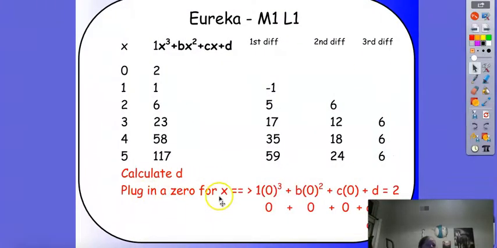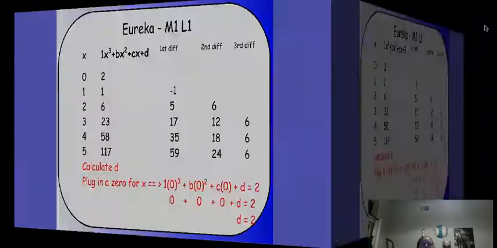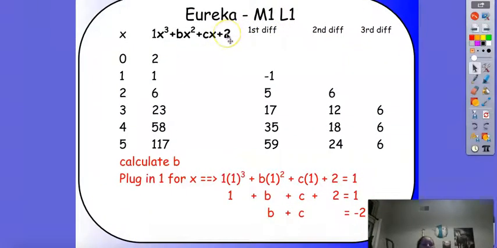So I plug in a 0 for x because I'm looking at this row right up here. So I say, okay, I know a is 1. 1 times 0 plus b times 0 plus c times 0 plus d is equal to 2. I end up with d equal to 2. Cool. I'm halfway there. I have now figured out it's 1x cubed, and I know d is equal to 2. Let's go put that in there.